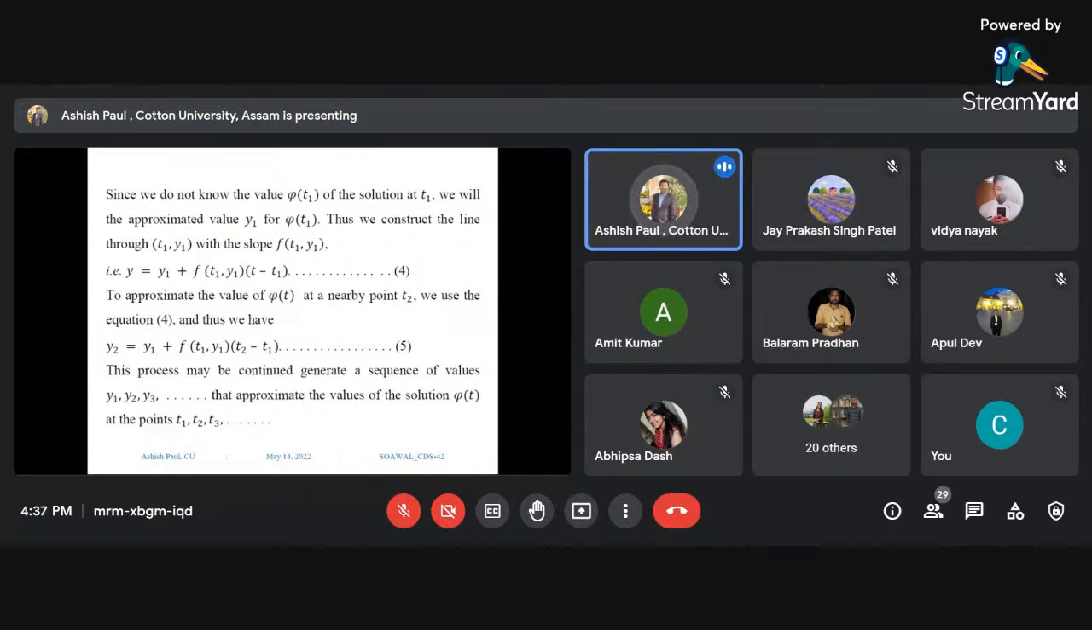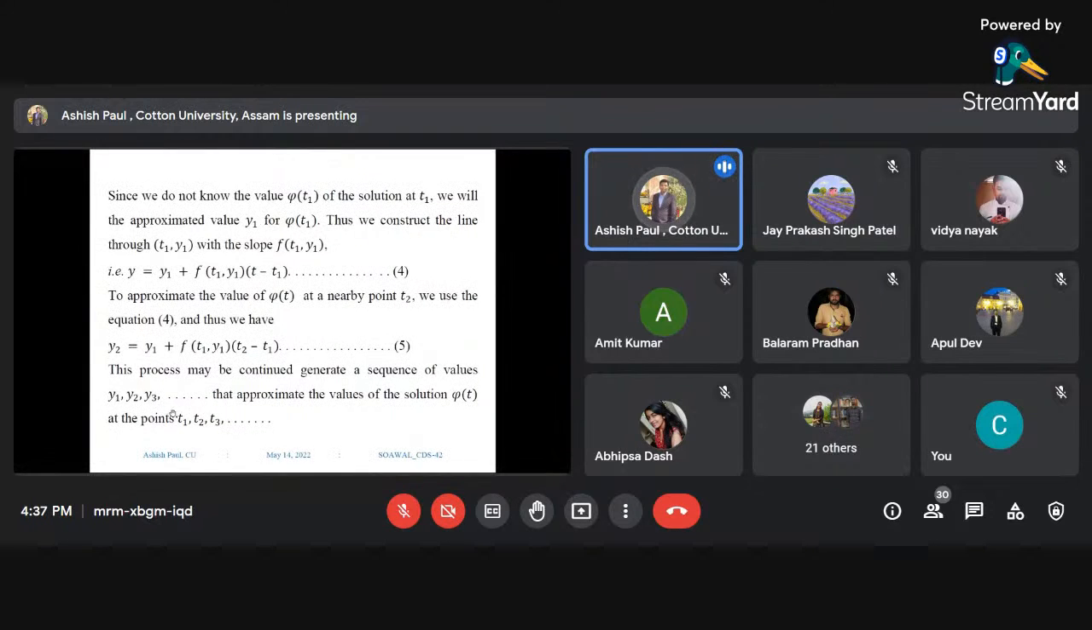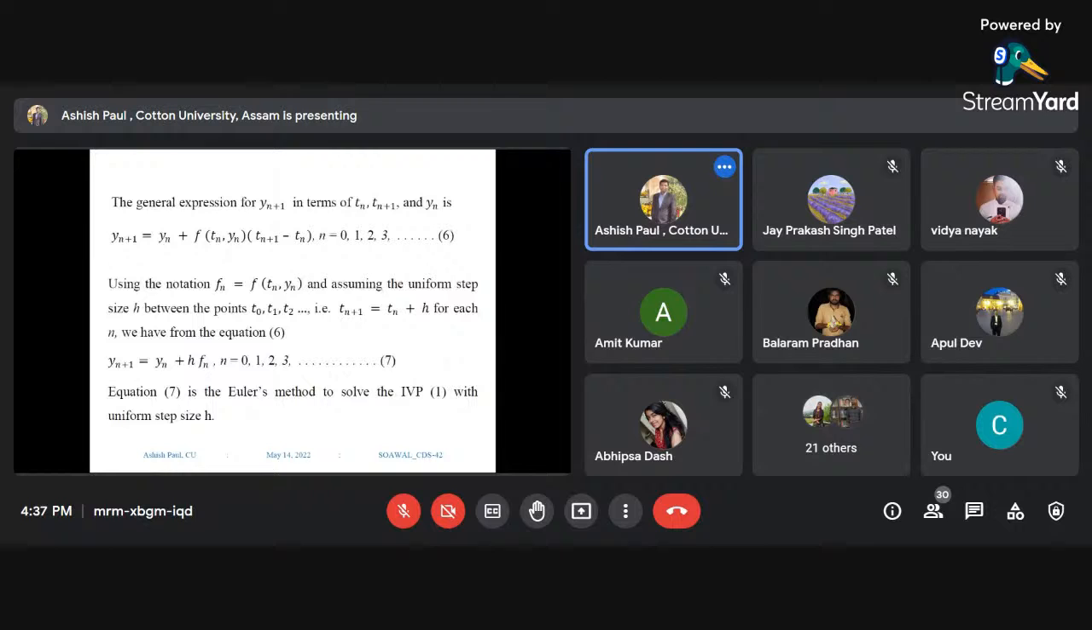Now this process may be continued to generate a sequence of values, that is y1, y2, y3, etc., that approximate the values of the solution phi t at the points t1, t2, t3. So these values y1, y2, y3, whatever we get at the points t1, t2, t3, are all approximate solutions by this tangent line method.